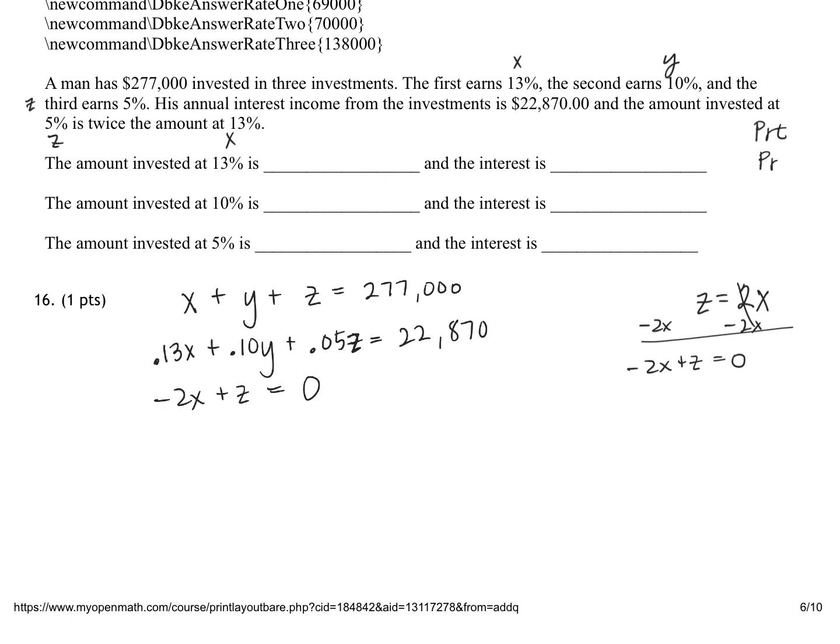Let's see. I'm not sure exactly. Oh, maybe we don't have to solve this one. It's weird because of the way it got printed out. No, I guess we do have to solve it. Okay, so these are your equations. X plus Y plus Z equals 277,000. And then the percentages as decimals multiplied by each appropriate variable, set equal to the interest. And then the last equation.